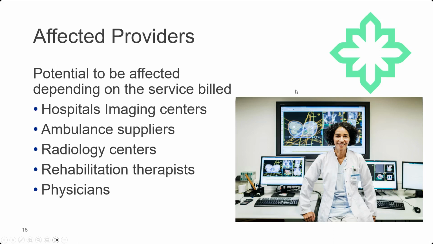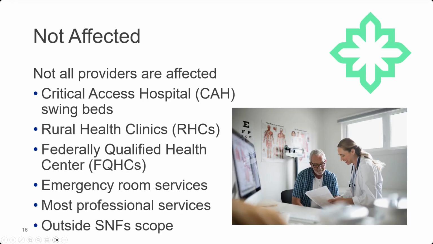I was also asked, are there types of providers that are just never affected? And the answer is yes, there are, but critical access hospital swing beds would be an example. They're never affected because of their payment methodology. Rural health clinics are not affected because of their payment methodology. Federally qualified healthcare centers have a different payment methodology. So because of the types of payment methodology, those three are not. Emergency room services billed with the correct revenue code, all of that information are not affected. And we're going to look at that file because it's very specific.